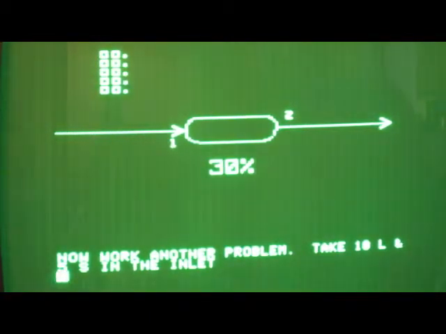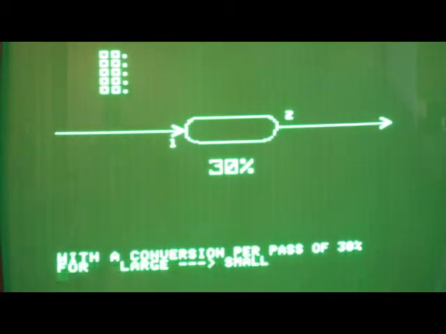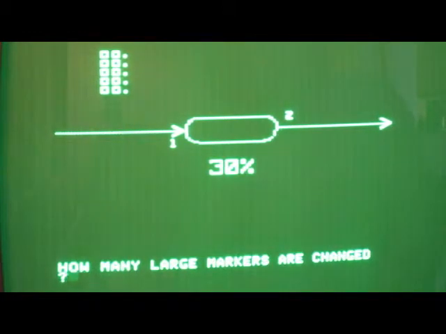Now we'll work another problem. Take 10 large and 5 small in the inlet with a conversion per pass of 30%. How many large markers are changed? 30% of the large ones, so that's 30% of 10, or 3. How many large markers are unchanged? So that's 7.